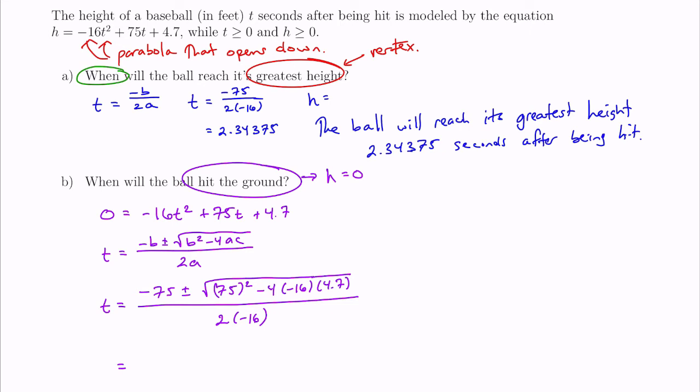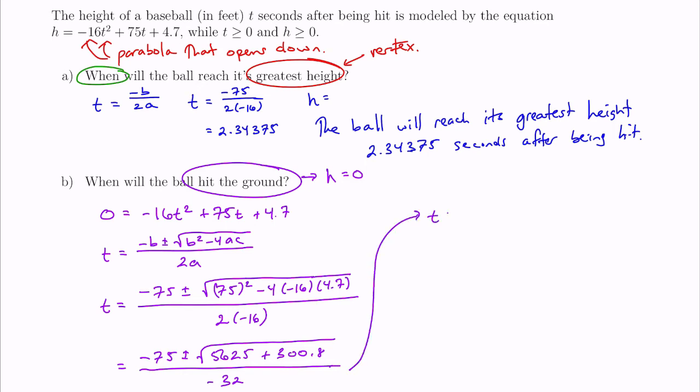Simplifying what's underneath the radical first, 75 squared is 5625. Multiplying negative 4 times negative 16 times 4.7, we get 300.8. And in the denominator, we have 2 times negative 16, which is negative 32. Adding that 300.8 to the 5625, we get 5925.8 under the radical. So we have negative 75 plus or minus the square root of 5925.8, all over negative 32.